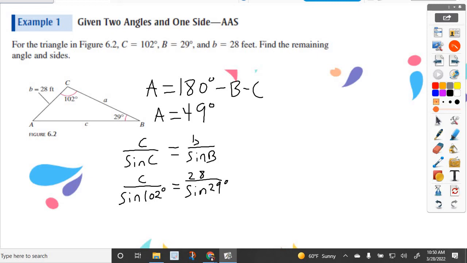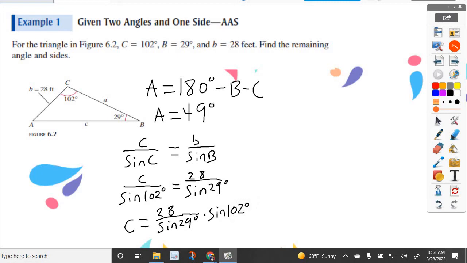Cross. No. Can't you just divide by the sine of 29 and multiply by the sine of 102? Yeah, so I'm just going to do what? Multiply sine of 102 to the other side, right? So I would get c equals 28 divided by sine of 29 degrees times sine of 102 degrees.